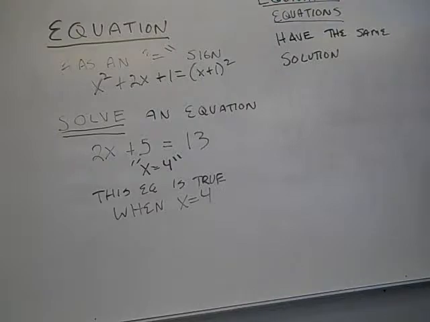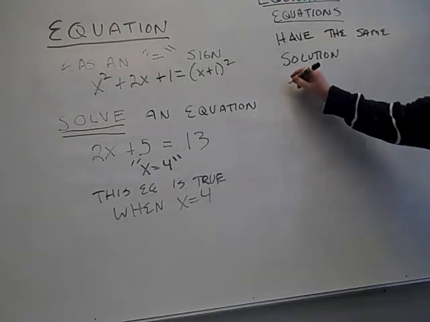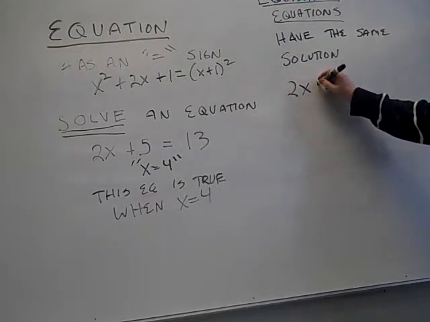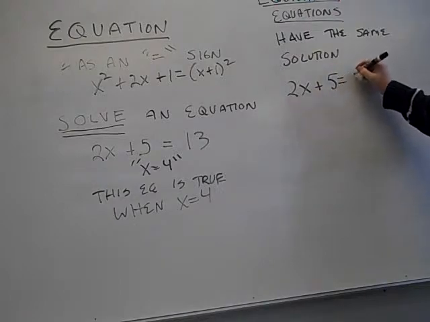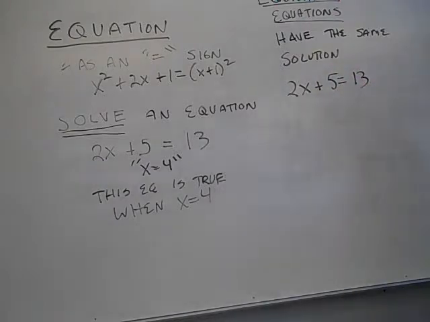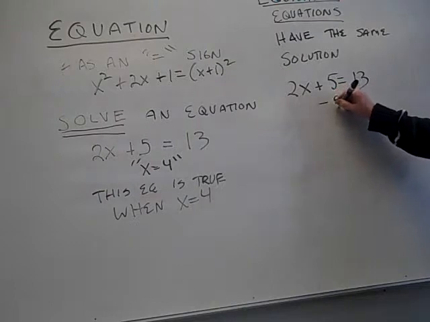Equivalent equations are equations that have the same solution. So this is how we think of getting the solution to this problem. We have this equation, 2x plus 5 equals 13. We may or may not know instantly what the solution is to that, but we have a rule that says if you add or subtract the same thing from both sides of the equal sign, it produces an equivalent equation.